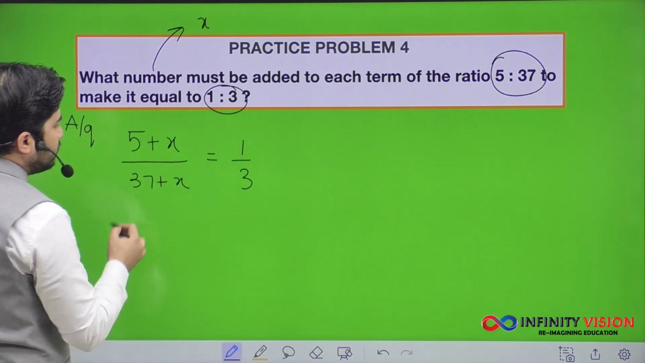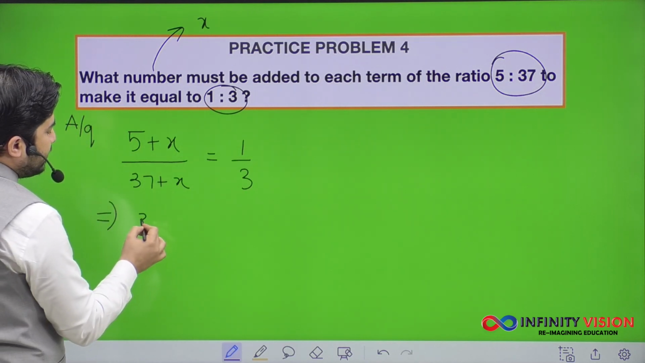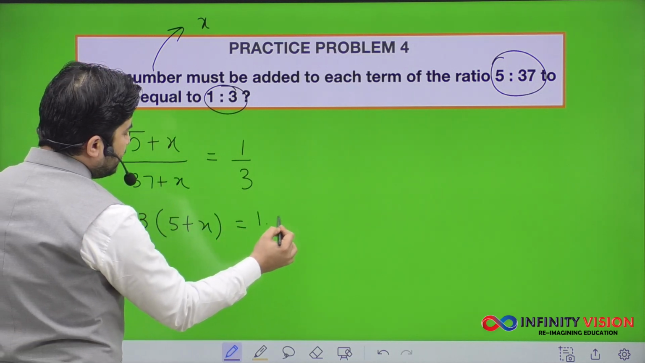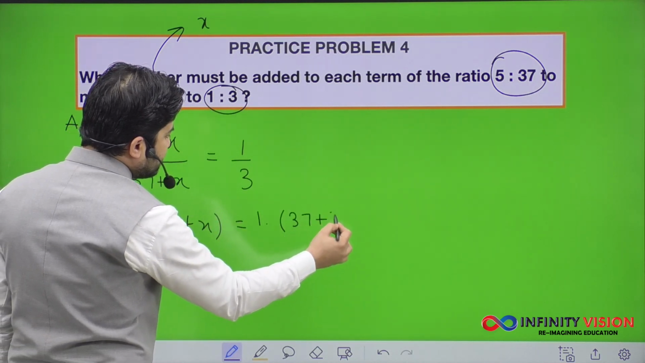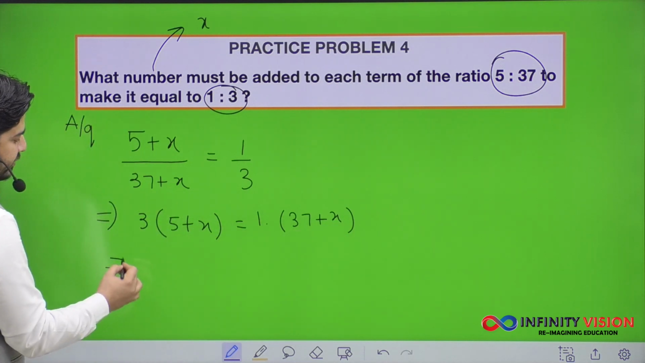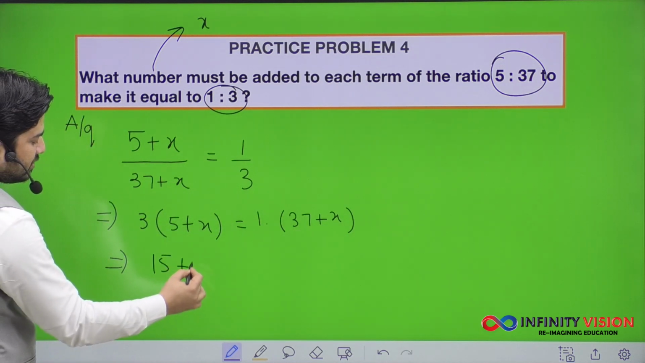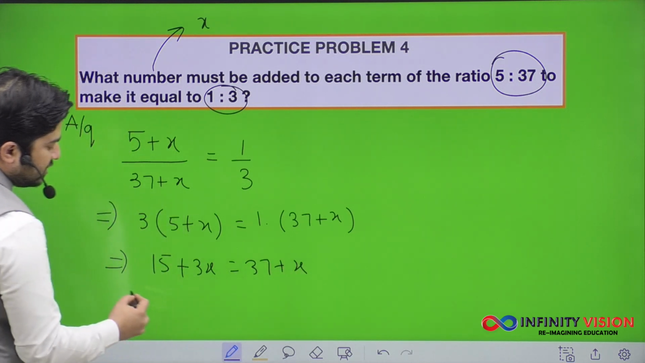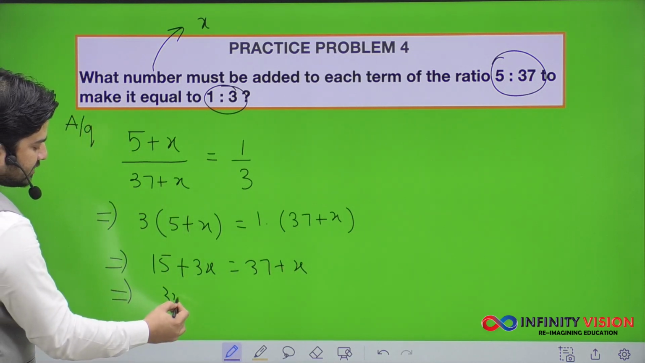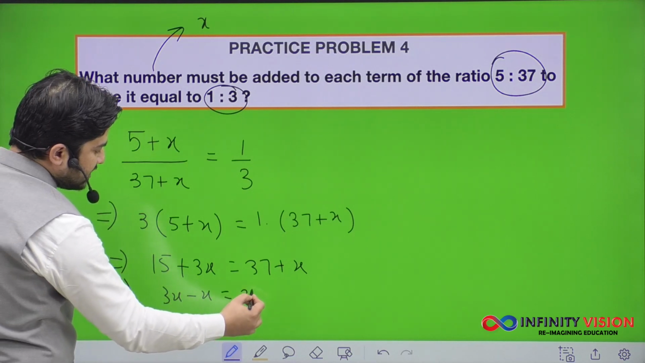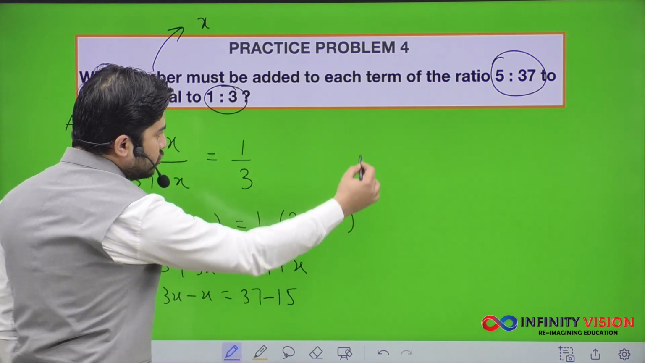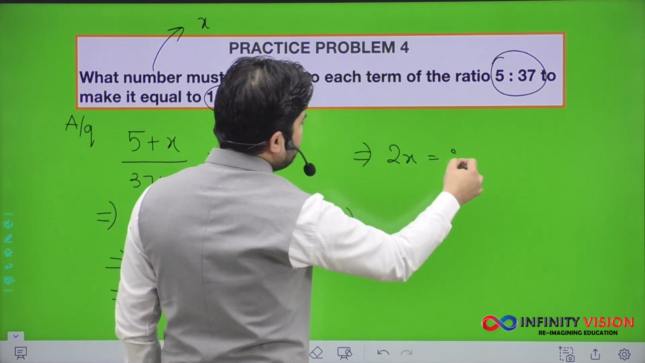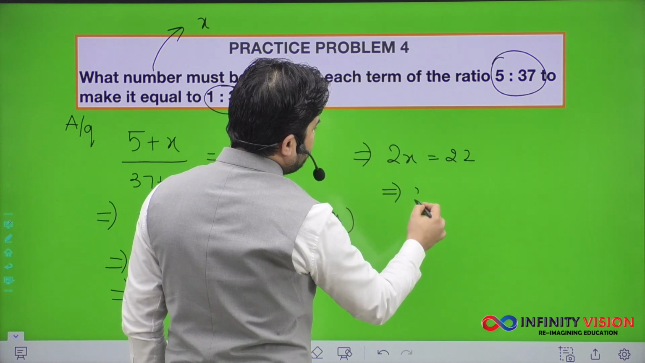That's our new ratio. I'll just cross multiply. 3 will be multiplied with 5 plus x, and 1 would be multiplied with 37 plus x. Now this would become 15 plus 3x is equal to 37 plus x. So I'll transpose x to the left. So 3x minus x is 37 minus 15. So 2x becomes equivalent to 22. So x is equivalent to 11.